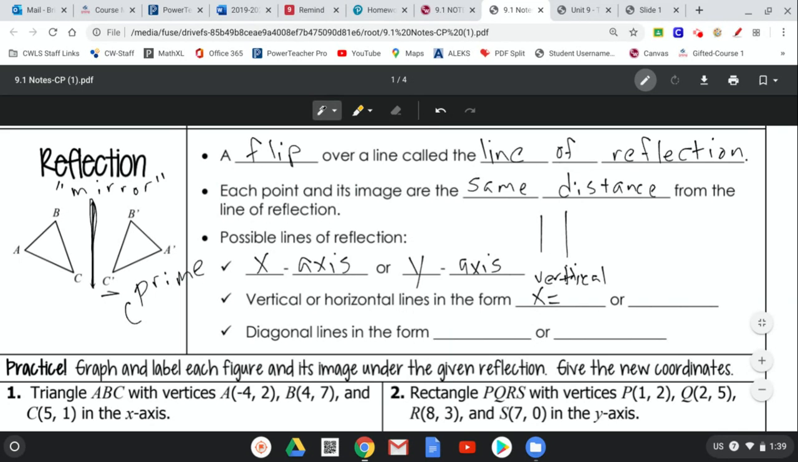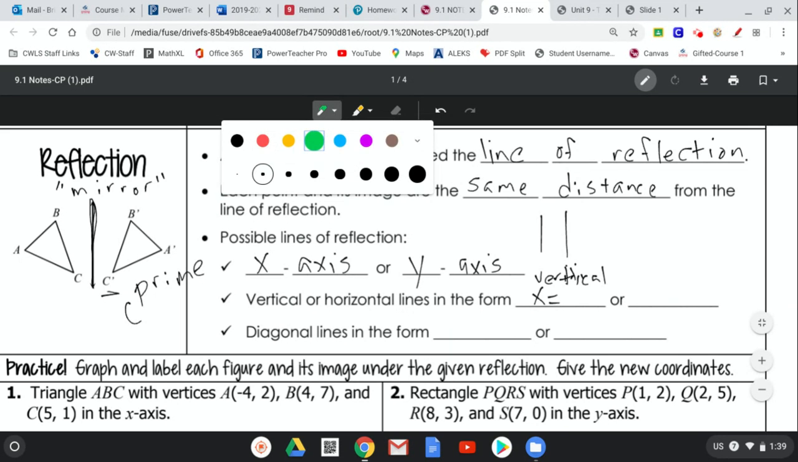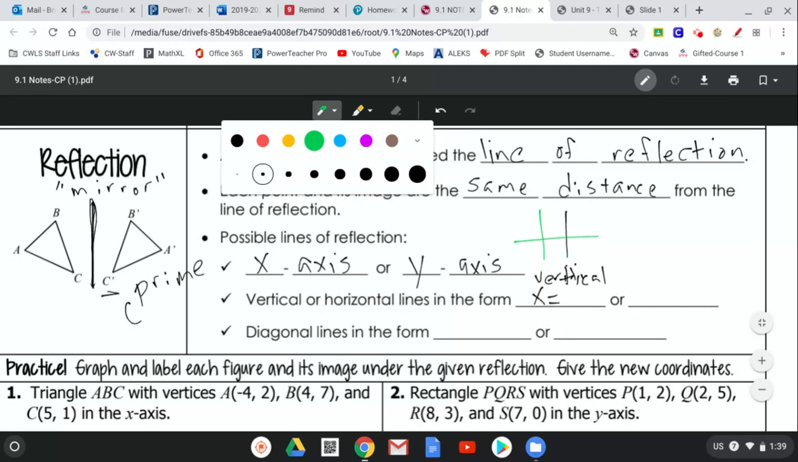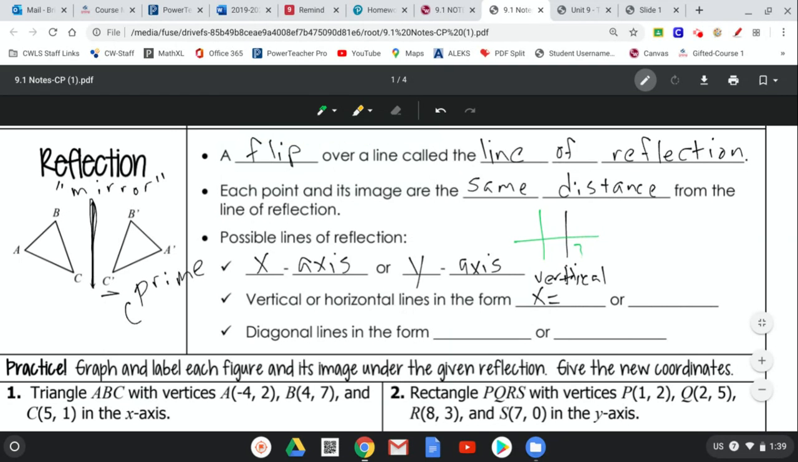Just to give an example, we have our XY axis right here. The XY axis is in green, and that vertical line in black would be our line. Let's say it's 3 units over, then it would be the equation x equals 3. That's how we're coming to that conclusion. So they might give you the line x equals 3 and tell you that's the line of reflection.